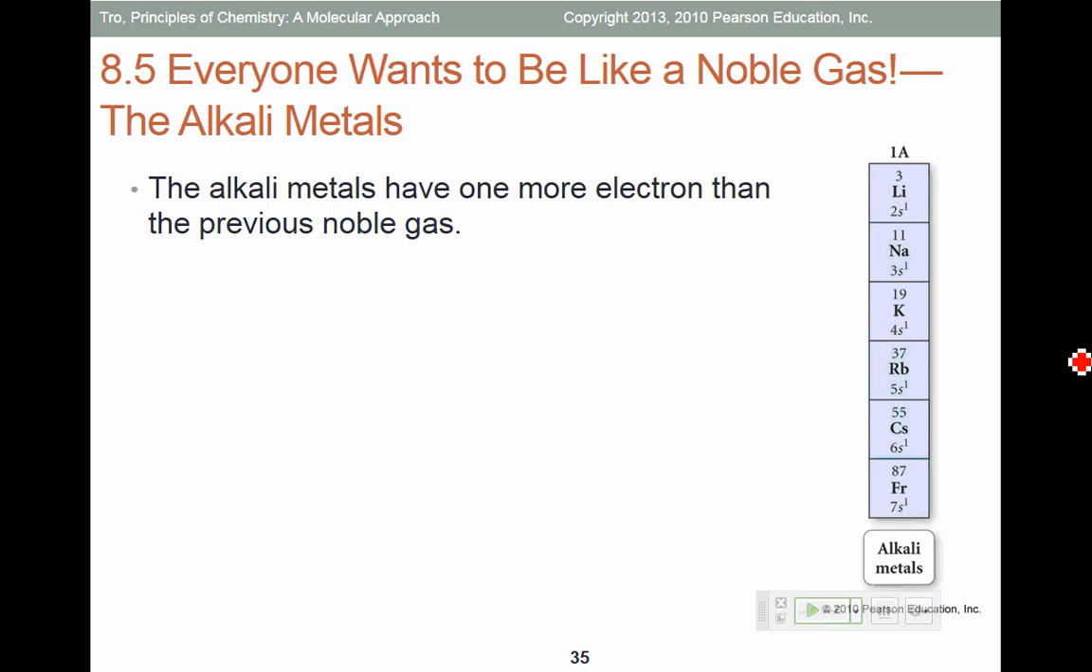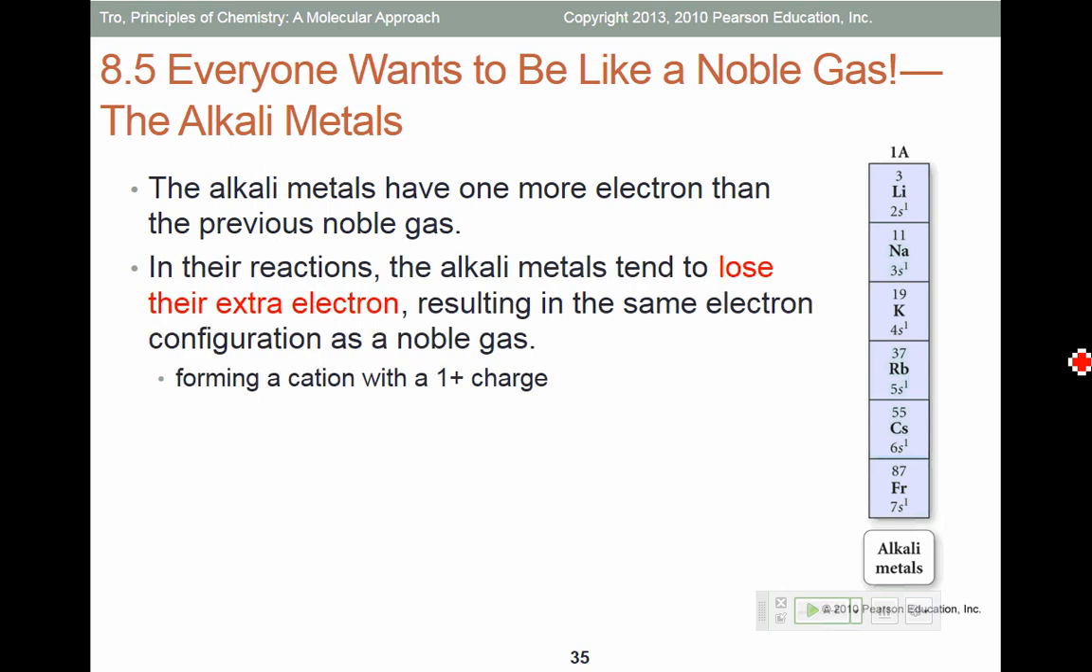Everyone wants that 8 electrons, with the exception of lithium and beryllium. They want helium's octet, so they only want 2. Hydrogen wants to look like helium, so it only wants 2. But everything else wants that 8 electron configuration. Helium's just special because it doesn't have any p orbitals. It only has that 1s, and that's full with 2 electrons.